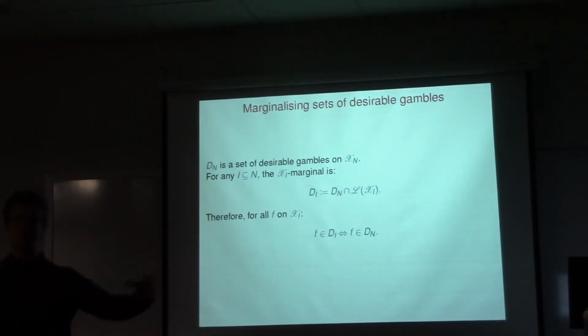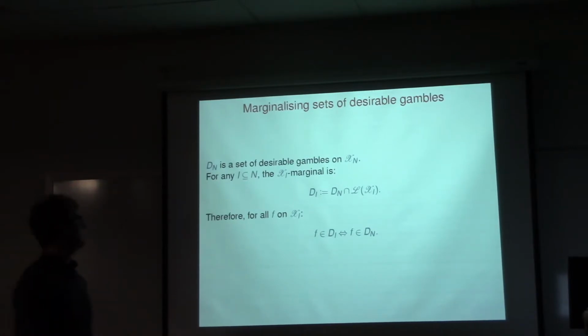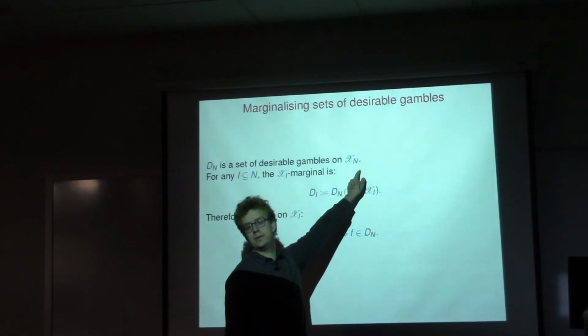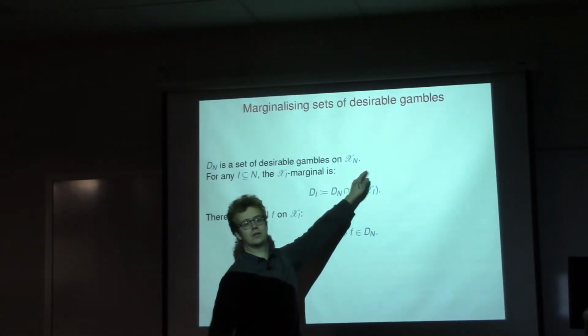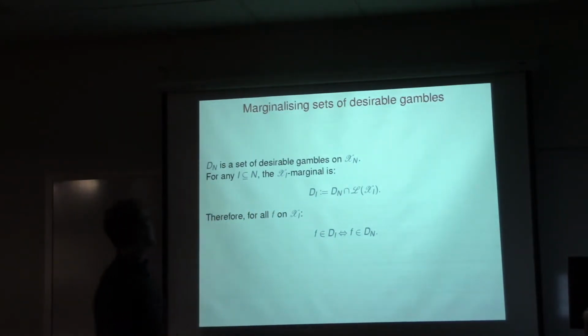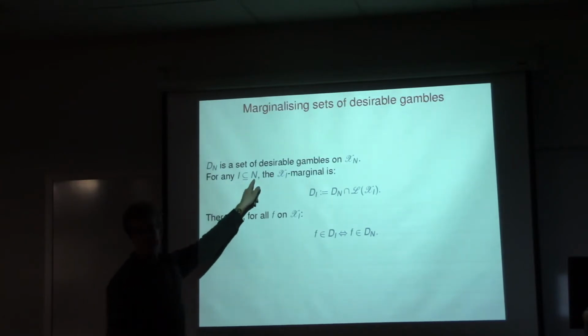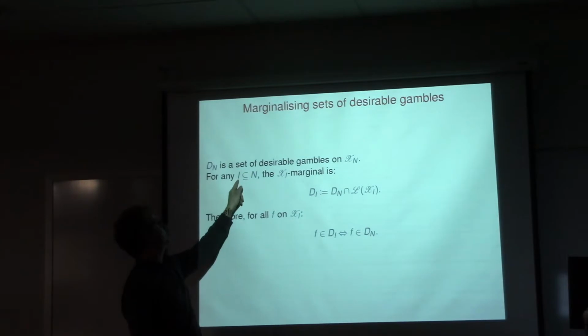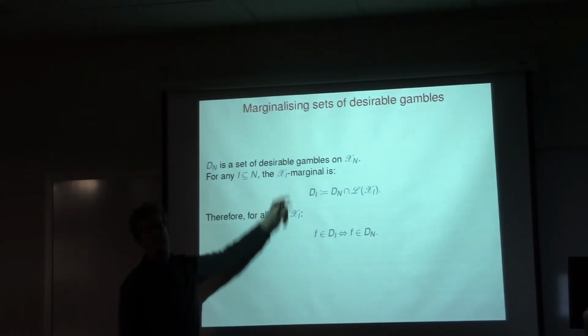Consider a sequence of random variables, X1 until Xn, and they assume values in this set, which is actually the product space of all the individual sets. And then for any subset I of the index set, I want to find the I marginal.